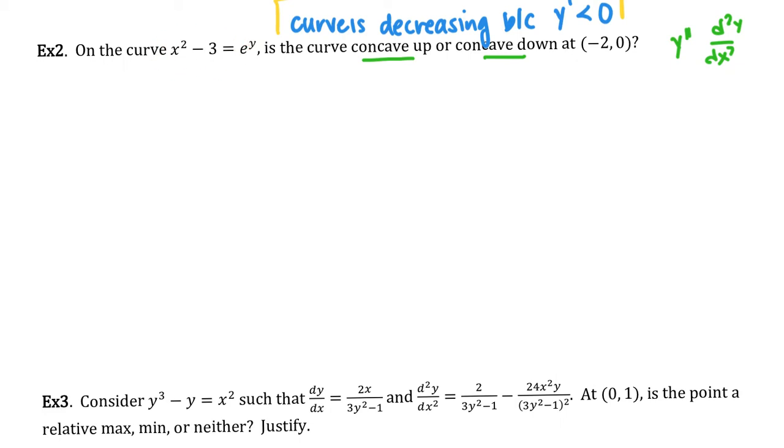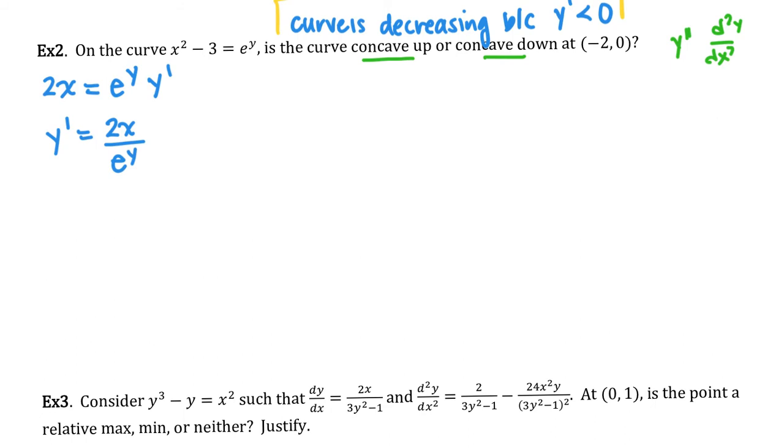Okay, so if I take the derivative of this, the derivative of x squared is 2x, the derivative of 3 is 0. The derivative of e to the y is e to the y, but since it's with respect to x, I'm going to write y prime, or dy/dx. And now I am going to solve this because I have to do the second derivative. So that's going to be 2x over e to the y.